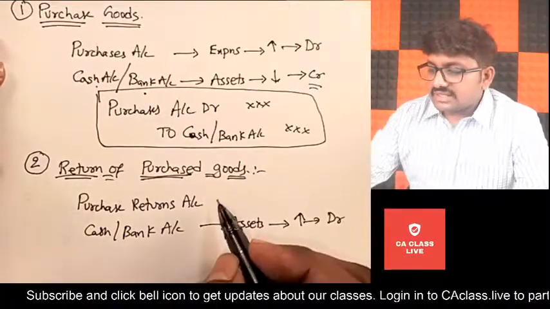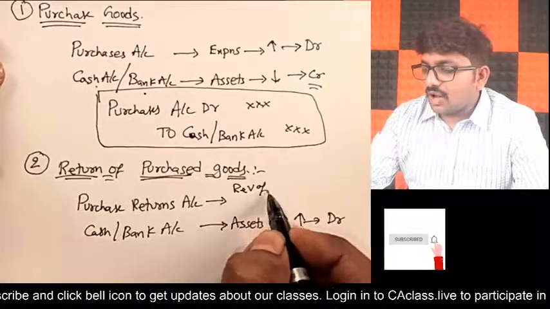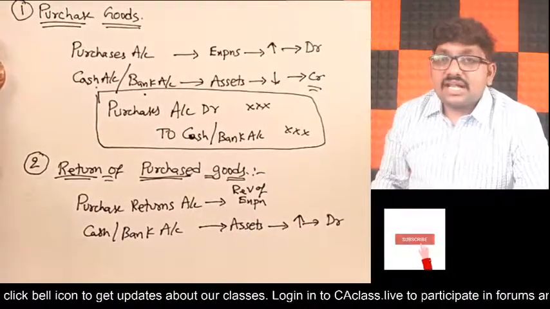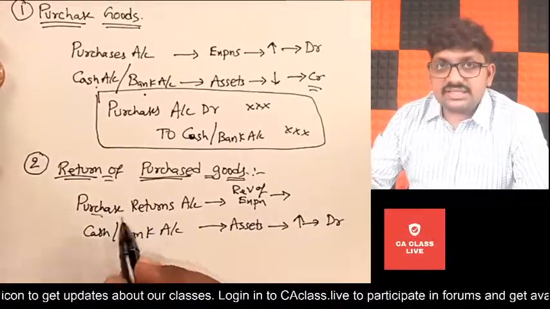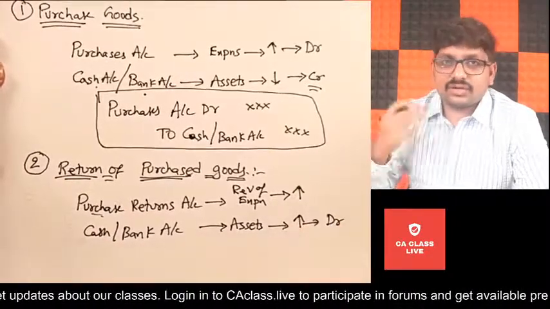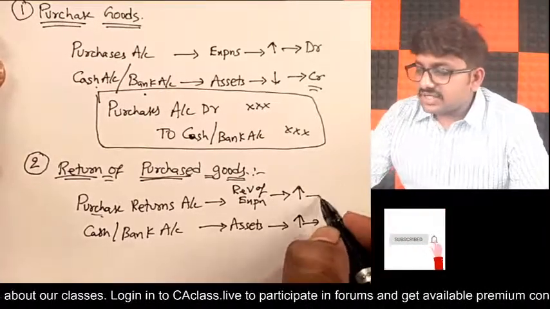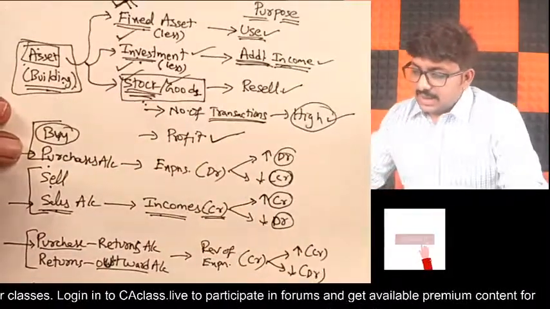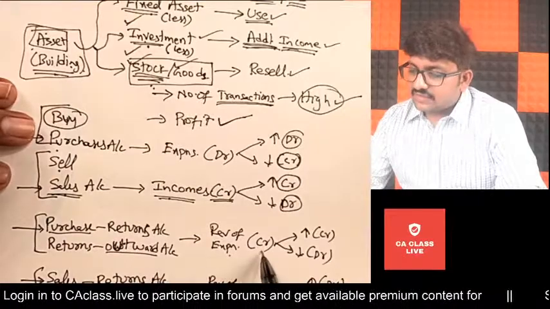Now, purchase returns, as already discussed, is the reverse of expense. When you return goods, the purchase returns balance will increase, whatever total you have returned. When it increases, what should you do? Credit. Please observe this: because purchase returns is the reverse of expense, I will take it to credit.